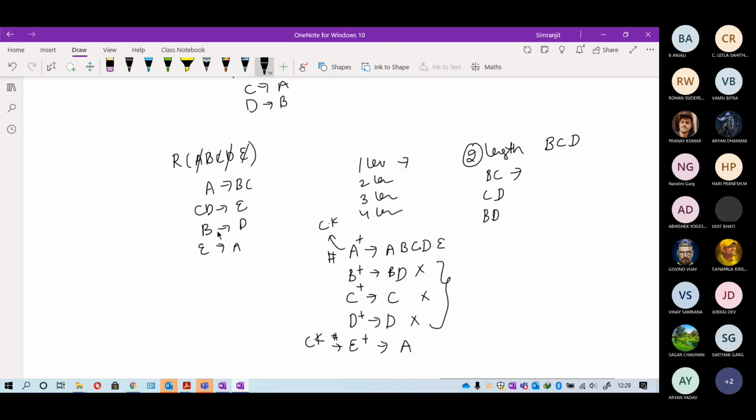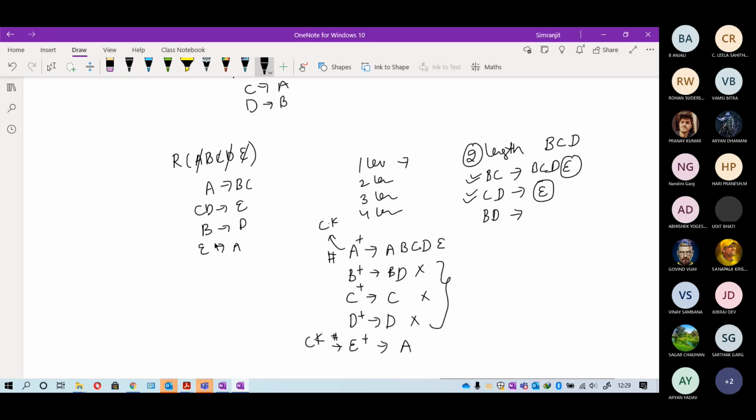Okay, so check for BC. BC is getting BCD. Now CD is getting E. E is already a candidate key. You can say BC is also a candidate key now. Okay. So similarly, check for CD. CD is getting E. E is already a candidate key. You can directly say it is also a candidate key.